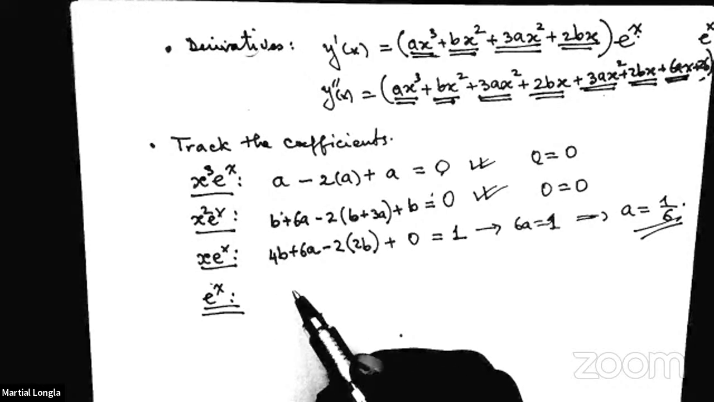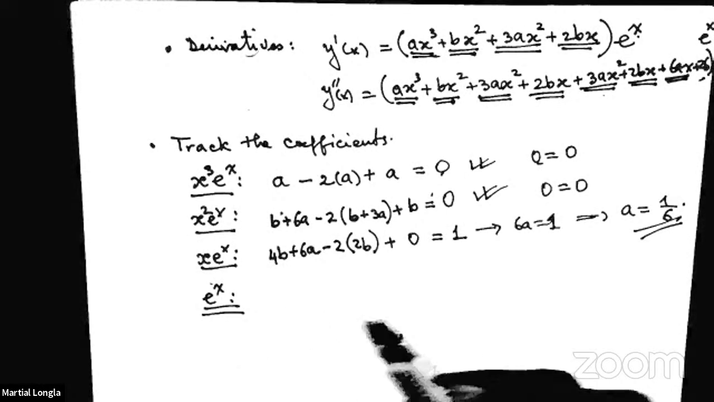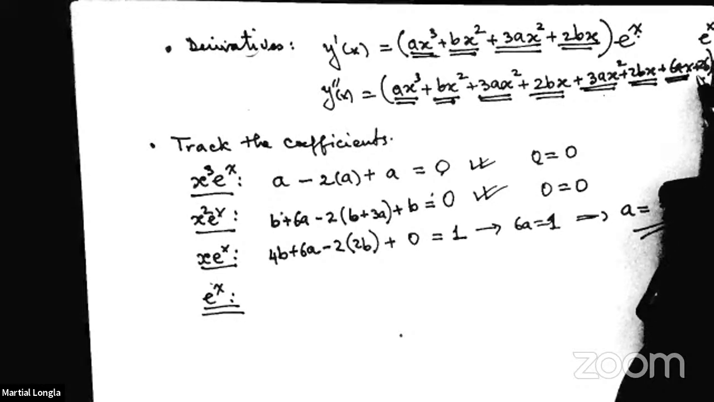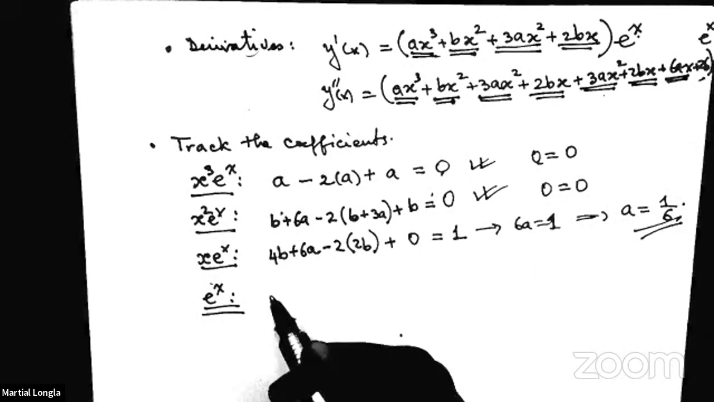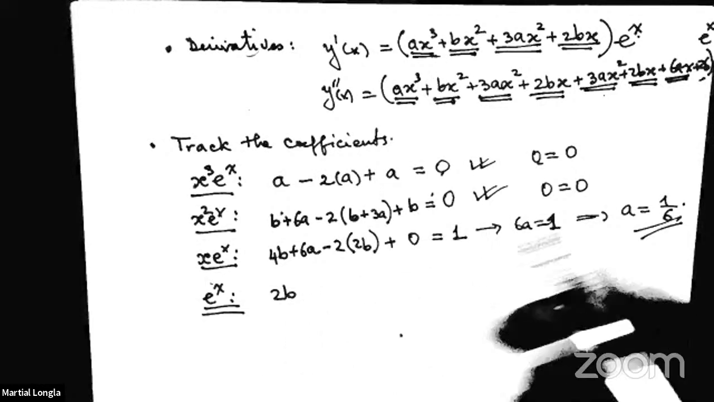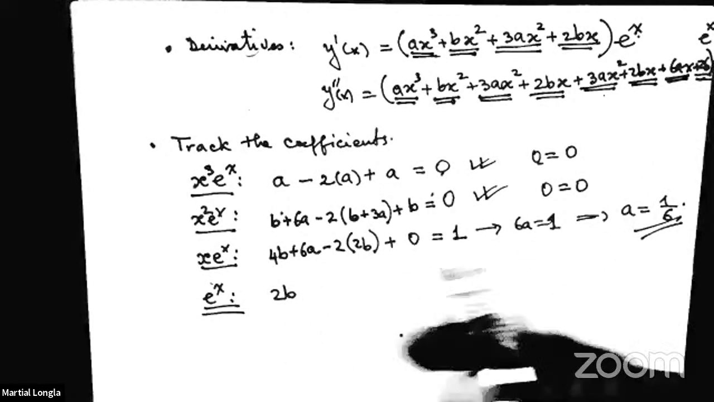So now let's go track the coefficients of e to the x. We go to that second derivative. What is left there is 2b. That's all, nothing else, just 2b. So you have 2b. And then I cut this off.